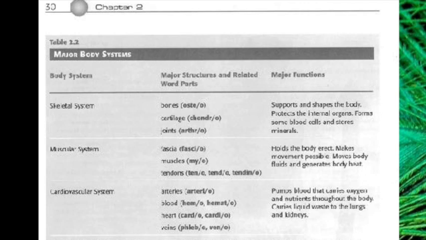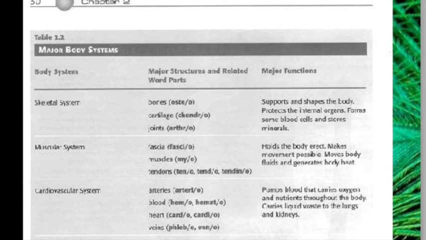Finally, we have the cardiovascular system. The cardiovascular system pumps blood that carries oxygen and nutrients to your entire body. It carries liquid waste to the lungs and your kidneys. We have four different parts. We have arteries. The word root is arterio. They carry blood away from the heart. You have blood with the word roots hemo and hemato. Blood is the actual connective tissue, the liquid connective tissue.